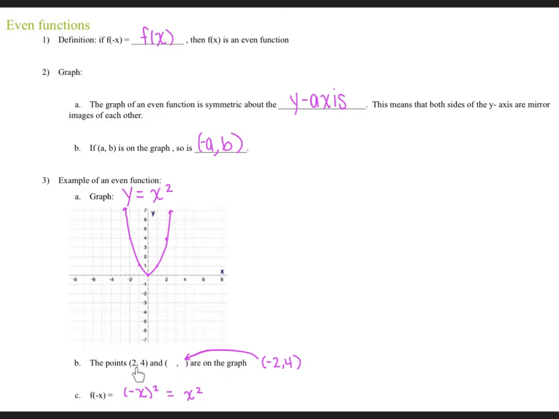We know that if we have the point (2, 4), which you can see is right here, we're also going to have the point (negative 2, 4). I couldn't fit it in there. So you have this same point mirrored across the y-axis. Now, algebraically, you can also figure this out without graphing a function, and that's by plugging in negative x. When you plug in negative x and you simplify, you will get the original function if it is even. So this turned out to be our original function, which means that it is an even function.